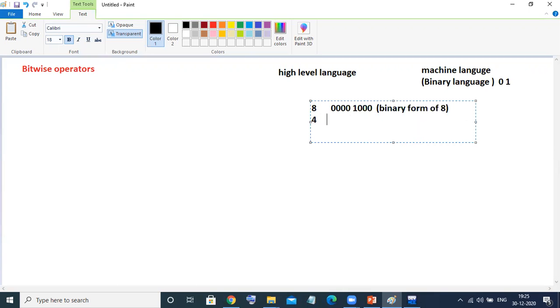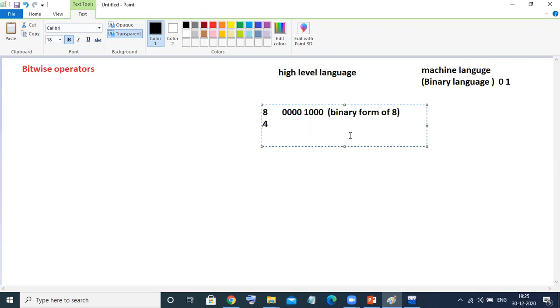Similarly, if I want to write the equivalent of the number 4 in binary form, then I'll write 0 1 0 0. This is the binary form of 4.